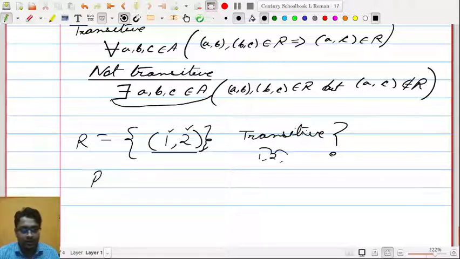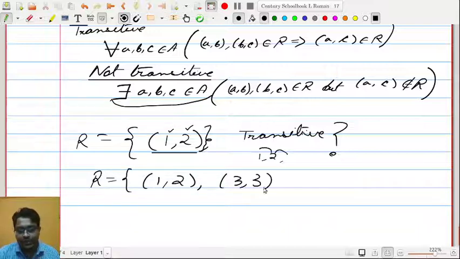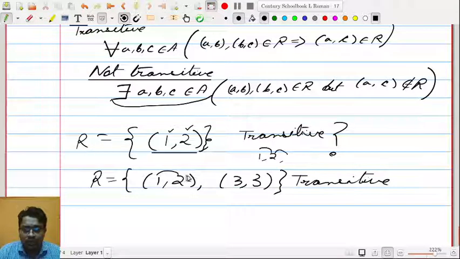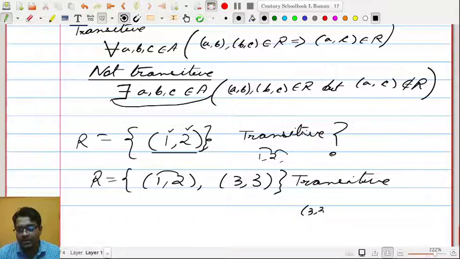Suppose another one, I take something like 1 2 and 3 3. Now also it's a transitive relation. You cannot find some elements like A, B, C where AB and BC are inside R. So see, 1 2 is there, 3 3 is there, nothing with 2 and something else. You cannot find elements like, see, 3 3 is there, and again 3 3 is there. So for that 3 3 is already there. For this element 3 3, everything is satisfied. 3 3 and 3 3 belong to the same relation.